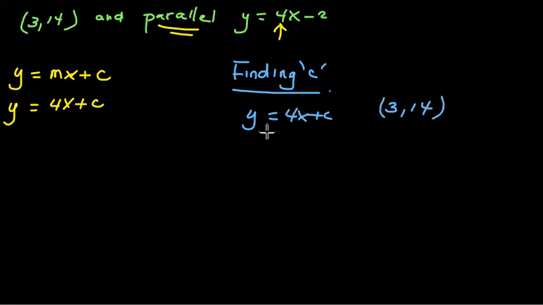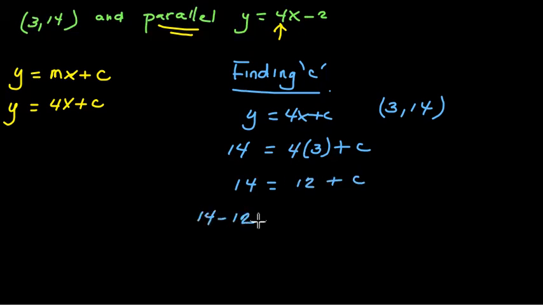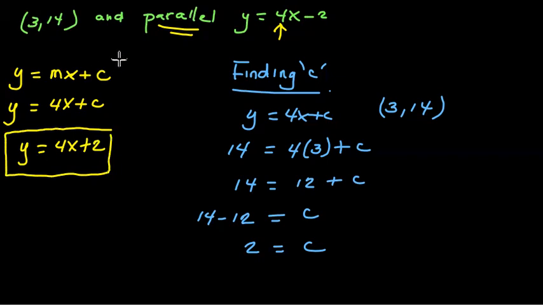What does that mean? It means that when y is 14, x is 3. So wherever I see x, I'm going to put 3. And then I'm going to solve this. This is 4 times 3 is 12, plus c. And I'm going to transpose this 12. So it's going to become minus on this side. 14 minus 12 is equal to c. 14 minus 12 is 2. And c is equal to 2. That's all I was missing here. Y is equal to 4x plus 2. That's the equation of the parallel line which passes through (3, 14).